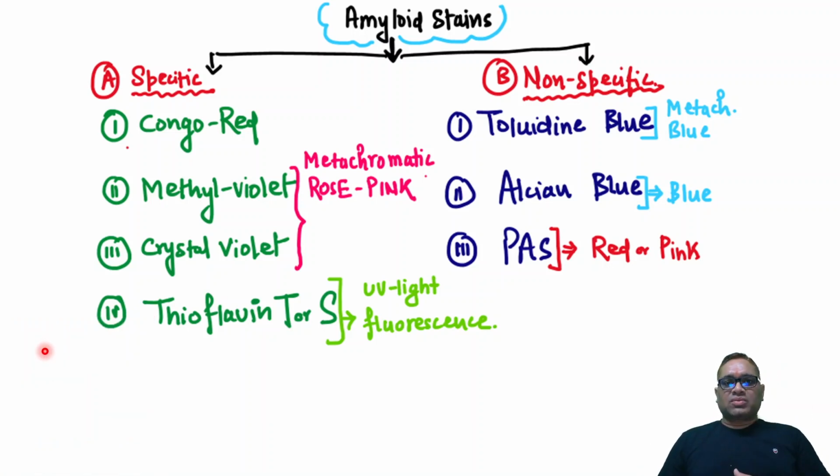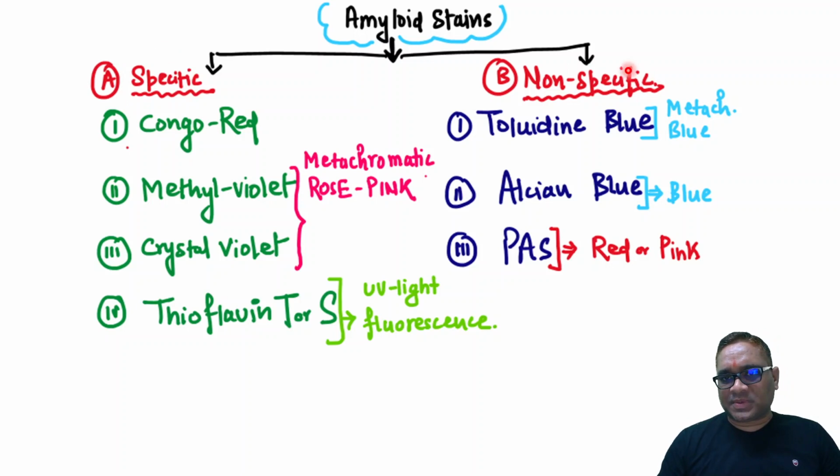Before I proceed, I would like to tell you how amyloid will look on light microscopy. It will be acellular, extracellular, meaning outside the cell, pink, amorphous substances, right? So there will be no cell, they are pink in color, they have an extracellular location, and they are amorphous. Amorphous means no morphology, random structure, not having any proper shape and size. So let's start with specific stain and non-specific stain.